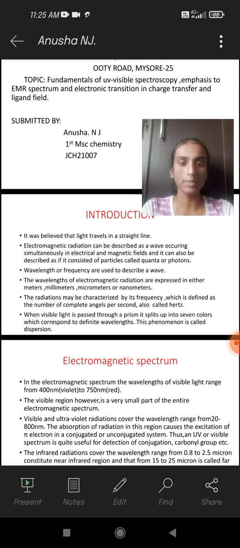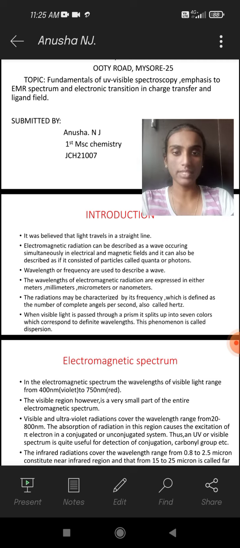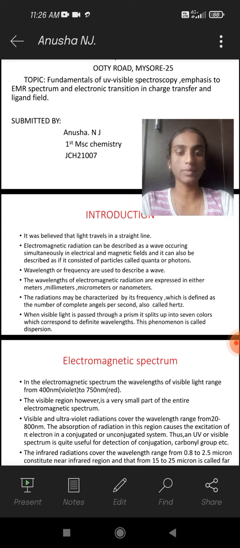The radiation may be characterized by its frequency, which is defined as the number of complete cycles per second, also called hertz. When visible light is passed through a prism, it splits into 7 colors, which correspond to definite wavelengths. This phenomenon is known as dispersion.